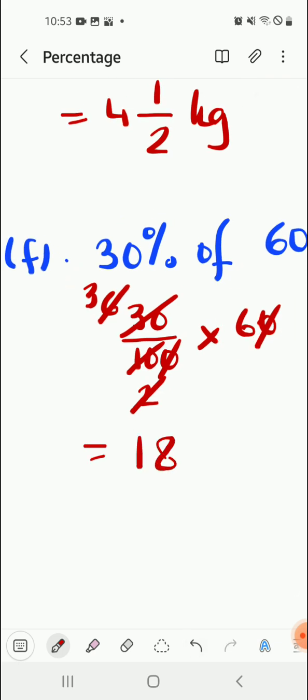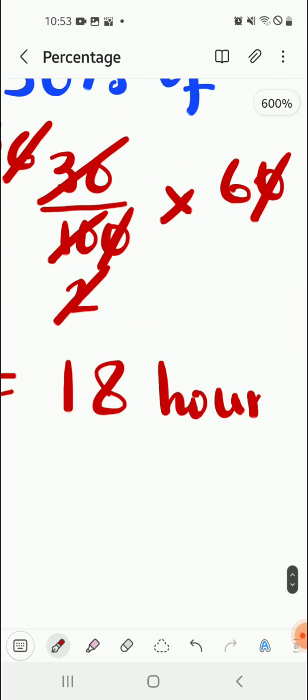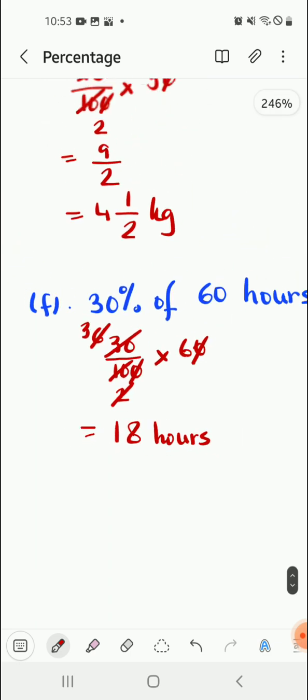Multiply, the answer is 18. It is hours, so we are going to write hours here in the answer as well. That's it.